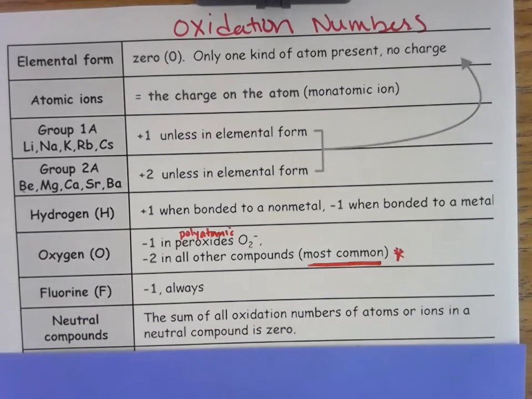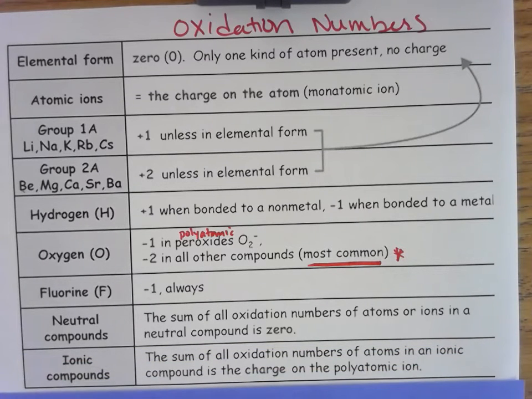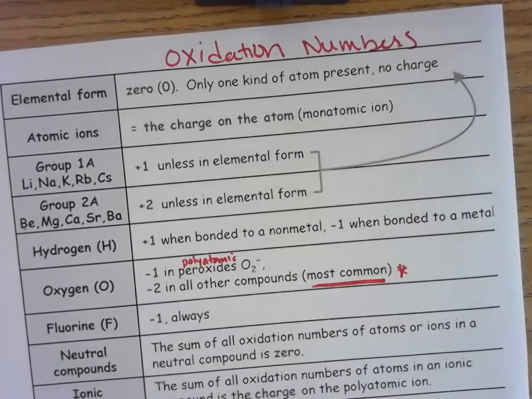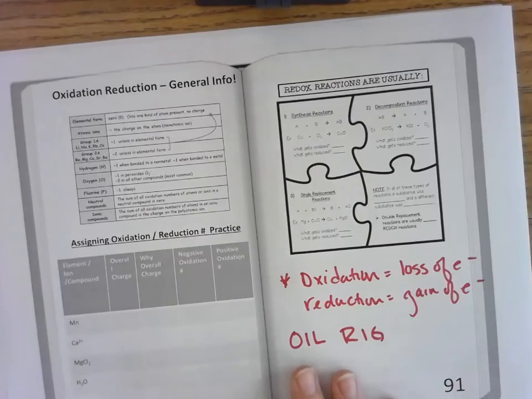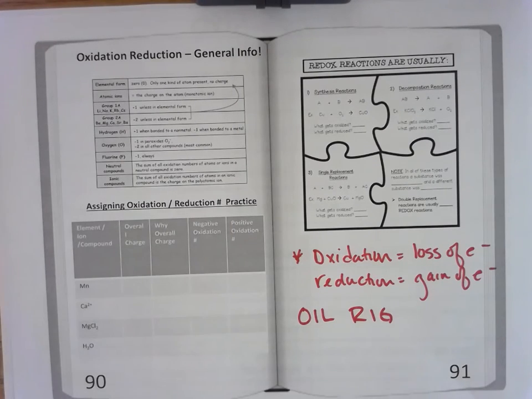All right, neutral compounds. The sum of all the oxidation numbers of atoms or ions in a neutral compound is 0. So neutral compounds. That's most of the chemicals you're going to find in chemical reactions, and we'll take a look at that in a second. Ionic compounds. The sum of all oxidation numbers of atoms in an ionic compound is the charge on the polyatomic ion, and we will talk about that also. This chart should be on the top of your notebook, page 90. It is a resource for you.